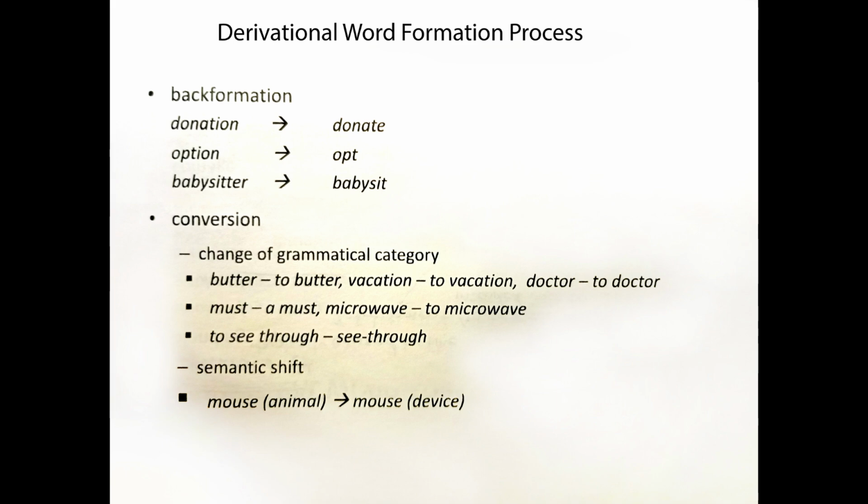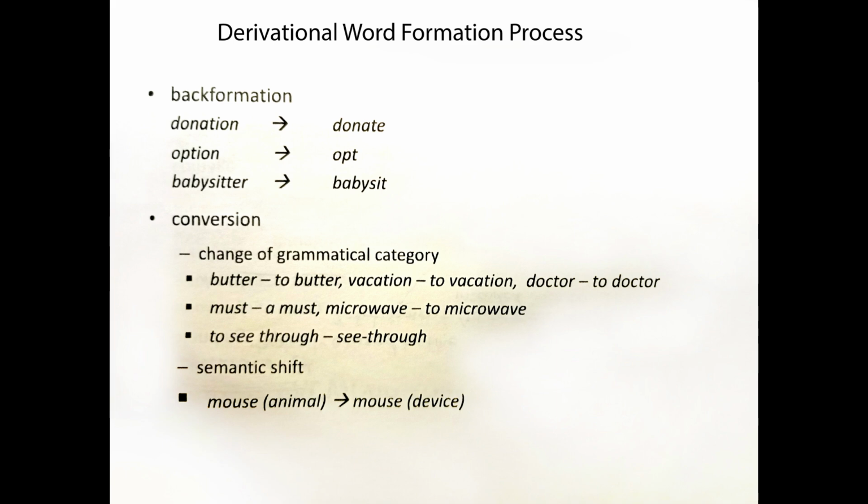So let's look at conversion. Conversion has two parts. The first part is change of grammatical category, and the second part is semantic shift. Let's look at change of grammatical category. What does it mean? It means that a noun can become a verb, and a verb can become a noun.